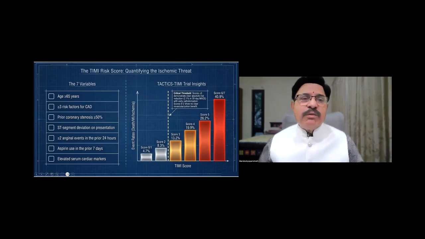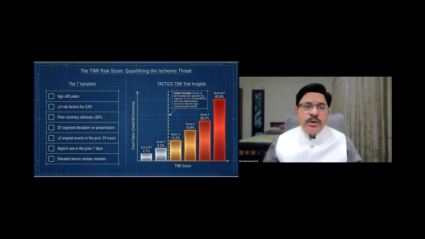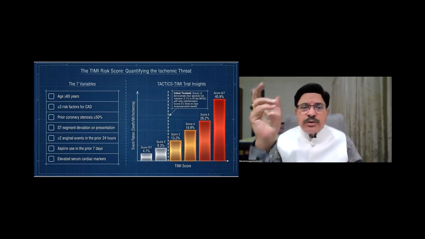The TIMI score has 7 variables. Age more than 65, more than 3 risk factors, prior coronary stenosis of more than 50% in a previous angiogram, ST segment deviation on presentation, more than 2 anginal events in the prior 24 hours, aspirin already being used in the prior 7 days. He is already on aspirin, in spite of it, he got the symptoms. Elevated serum cardiac markers, elevated HS troponin. 7 variables, very simple. Each one 1 point.